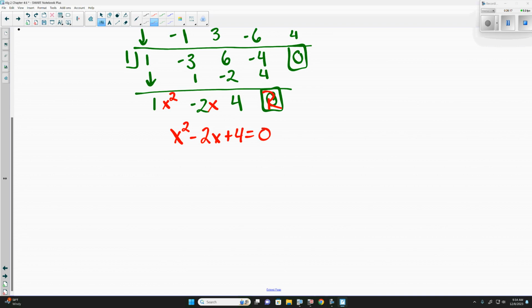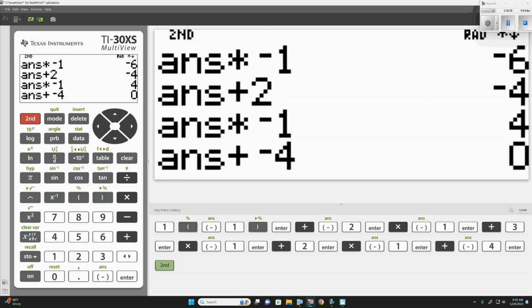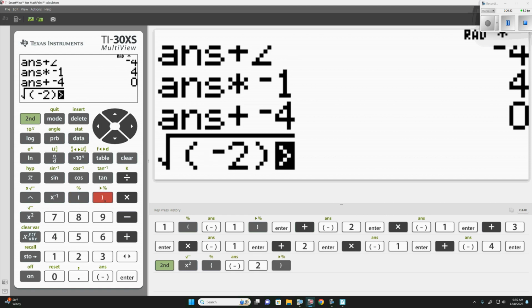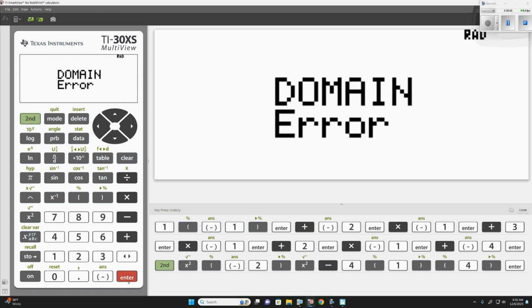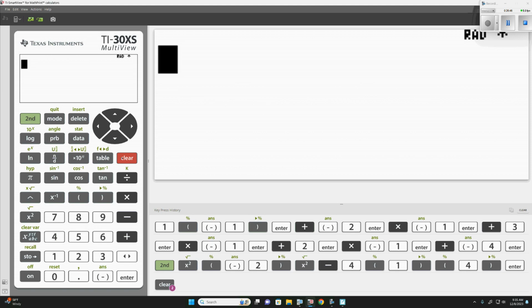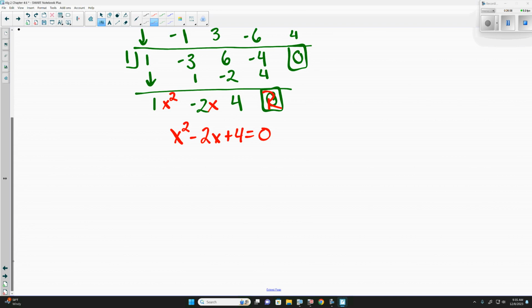Now, I did give you all a way to check to see if something is factorable. Our square root of b squared minus 4ac. Well, I didn't really give it to you. That's half the quadratic equation. Here, we can say second square root. Our value b is -2 squared minus 4 times 1 times 4, because a was 1, c was 4, and b is -2. Enter. Domain error. So it's not factorable, and what that's also telling us is that whatever's inside the radical is a negative, because these calculators, 30xs, cannot take the square root of a negative, which also means i is probably going to be part of our answer.